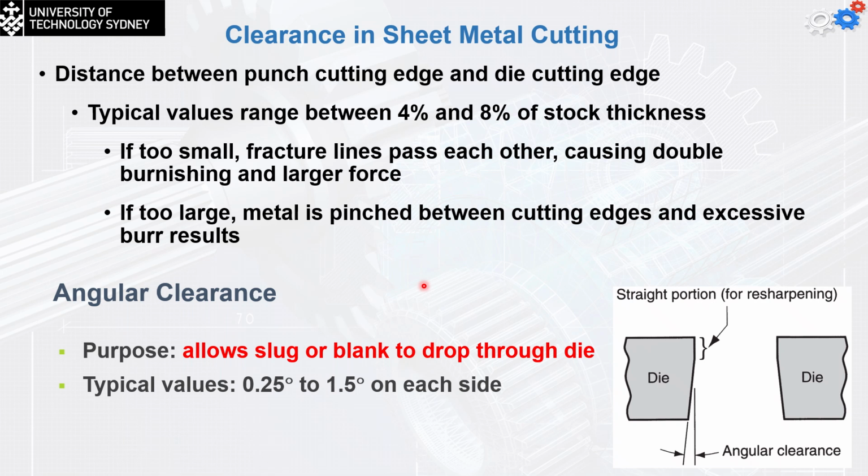We have the angular clearance because if I would like to cut the part here, I don't want it to get stuck in the rest of the die. So we need to have an angular clearance, which is going to allow the slug or the blank to drop through the die freely. A typical value is about 0.25 to 1.5 degrees on each side.